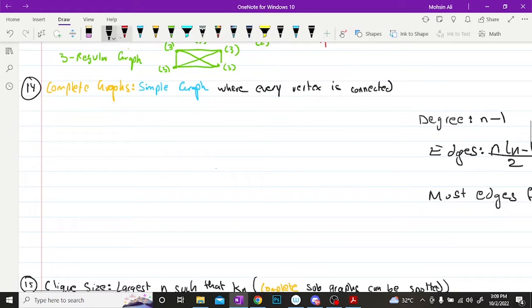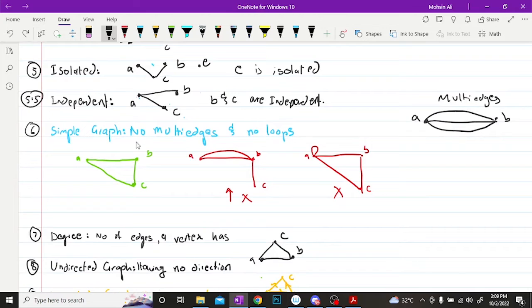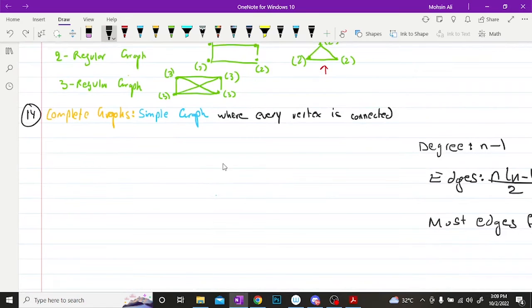Then we have a complete graph. A complete graph is basically a simple graph, and if you remember, a simple graph has no multiple edges and no loops. So a complete graph is a type of simple graph where every vertex is connected to each other. The way you denote complete graphs is by K of 1, K of 2, K of 3, K of 4. Let's take K of 2.